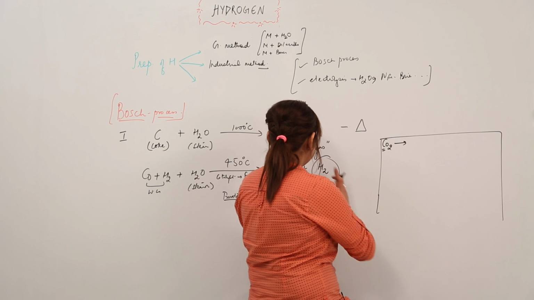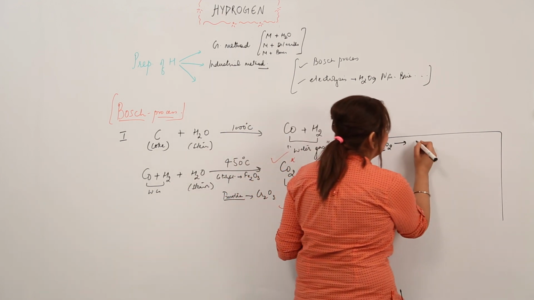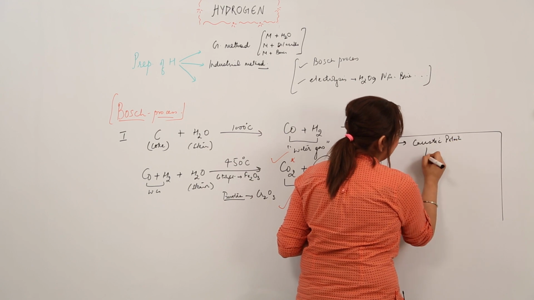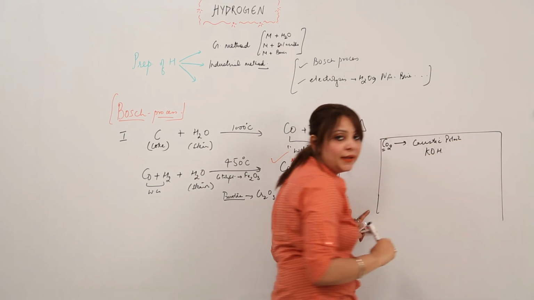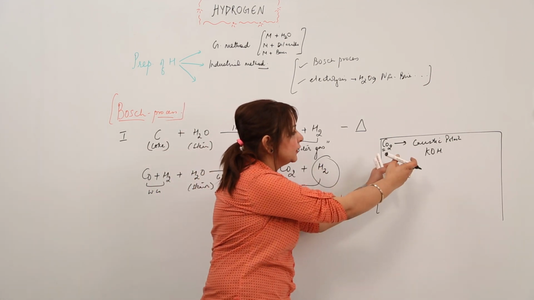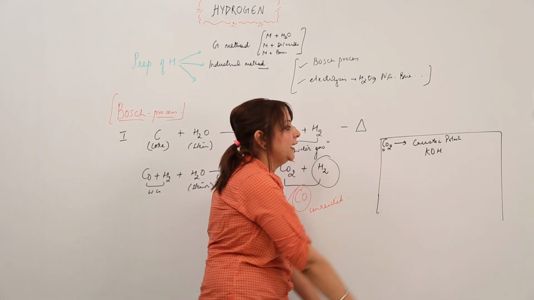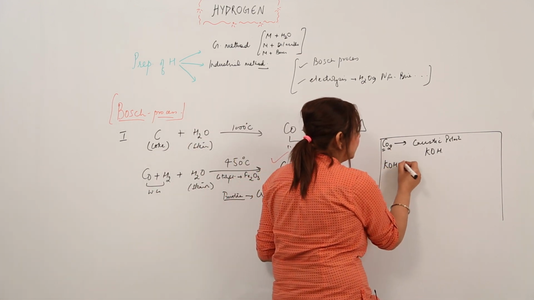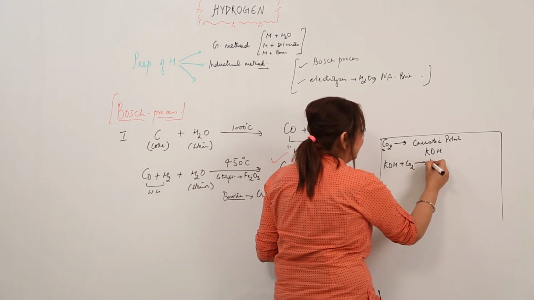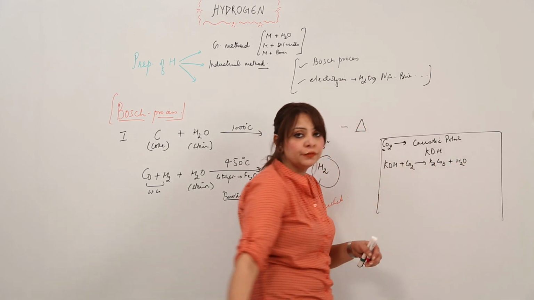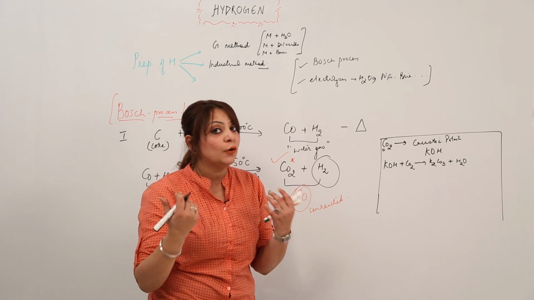To remove the CO2 from the mixture, we are going to pass this mixture through a solution of caustic potash, and you know that caustic potash is KOH, right? So we will pass this mixture into a container which contains the caustic potash. How is this caustic potash going to act? It will react with the carbon dioxide, leading to the formation of potassium carbonate, and along with that water will be formed. So that means CO2 is now removed.